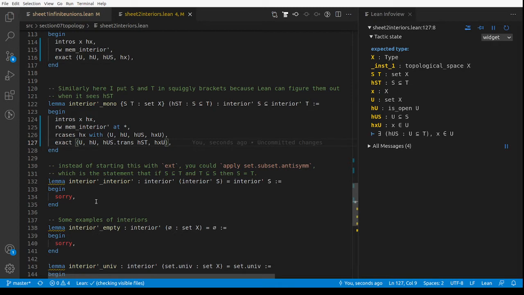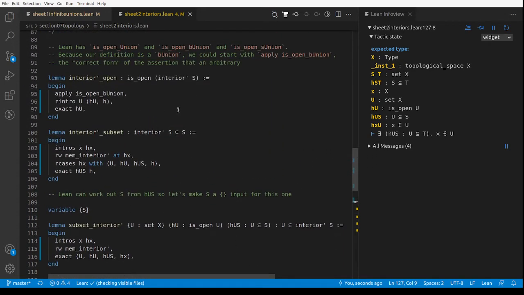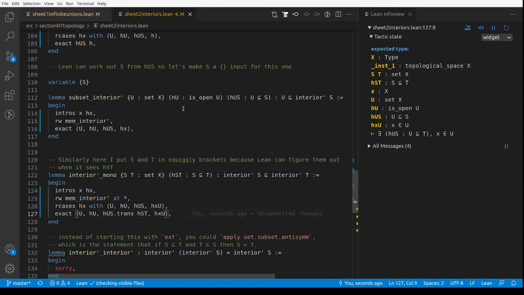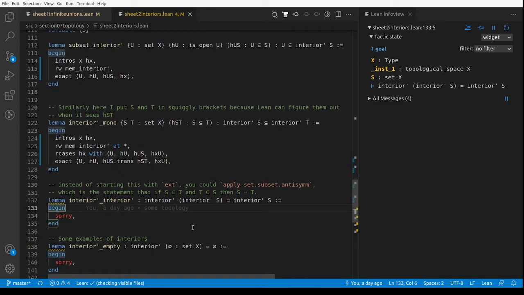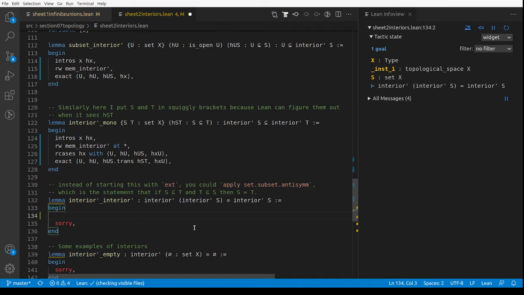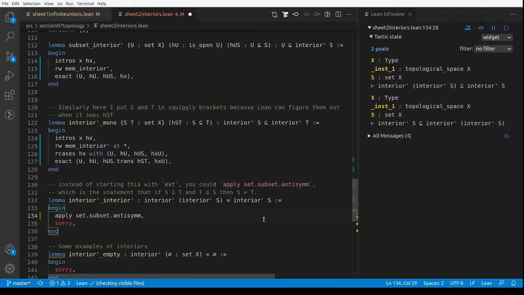Interior. The interior of the interior of S is the interior of S. I could have proved that the interior was open. Did I do that? Oh, good, I proved it's open. That would be handy. So this one, I don't directly know how to prove the equality, but I'm going to prove inclusions in both directions. So let's apply set.subset.antisymm there. And now I've got to prove both inclusions.